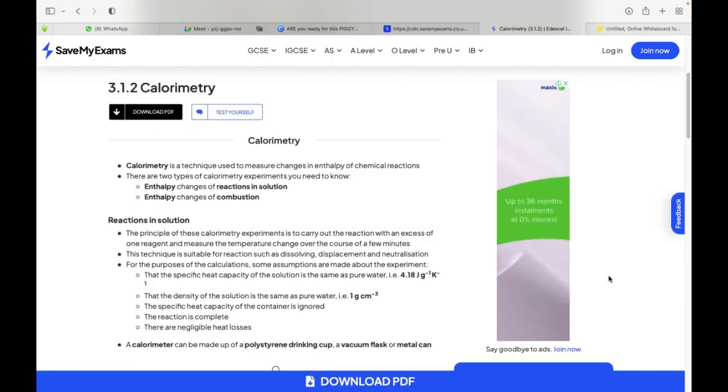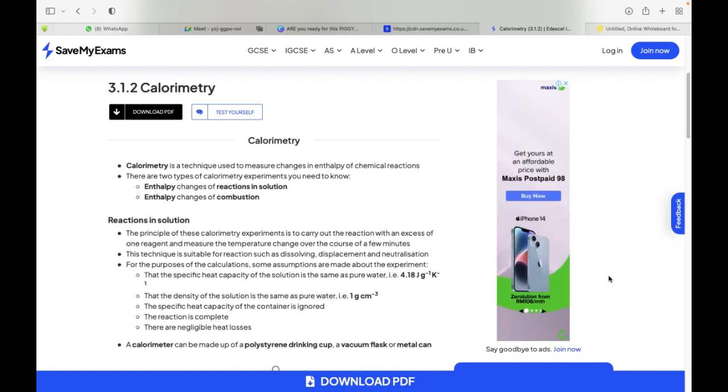Welcome to the Academy, and today's topic is part of chemical energetics. We take a look at 3.1.2, which is calorimetry. We briefly look at calorimetry, and then we can go to the next one, the energy calculation in chemical reactions.